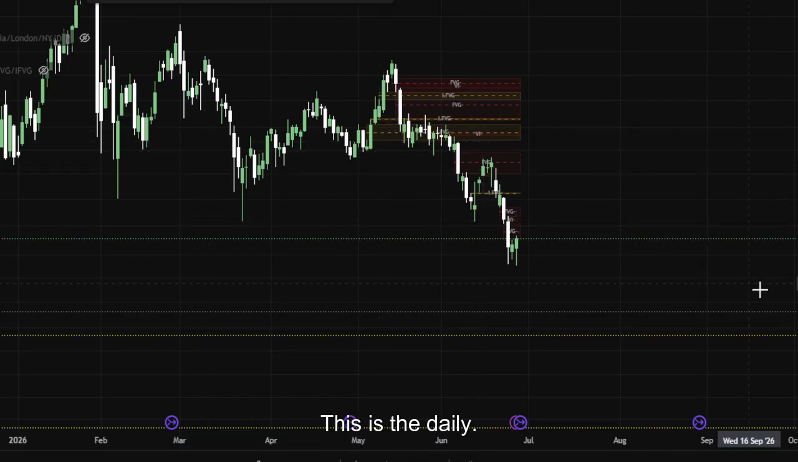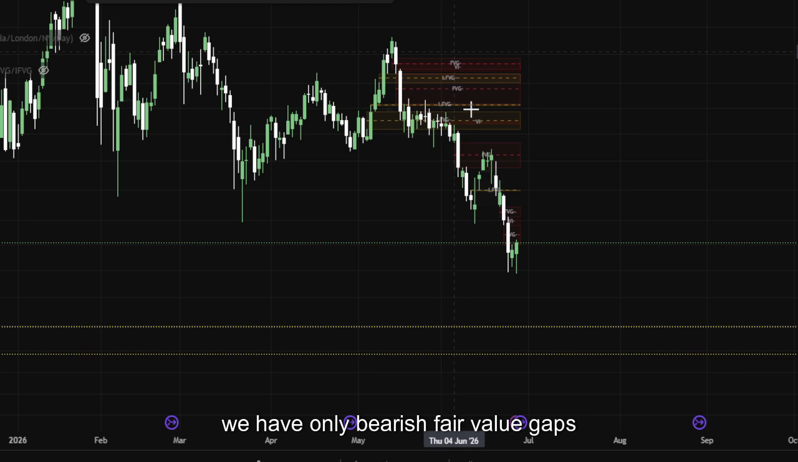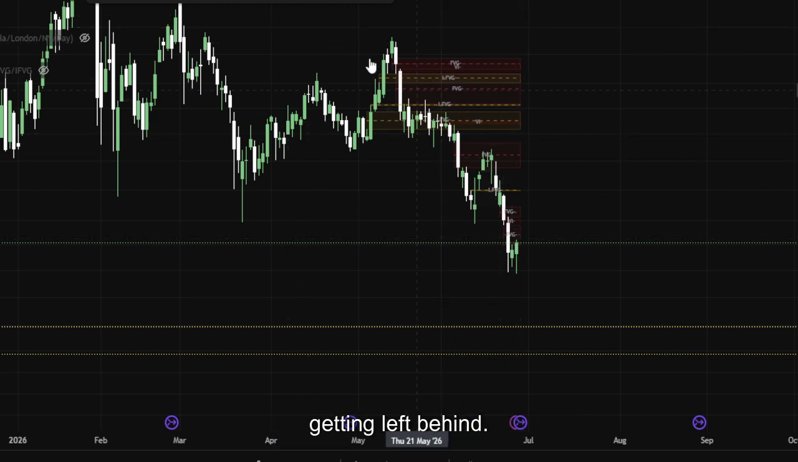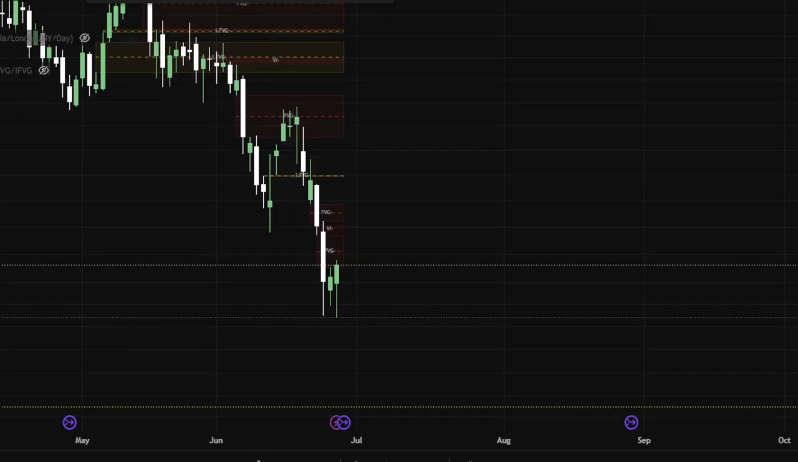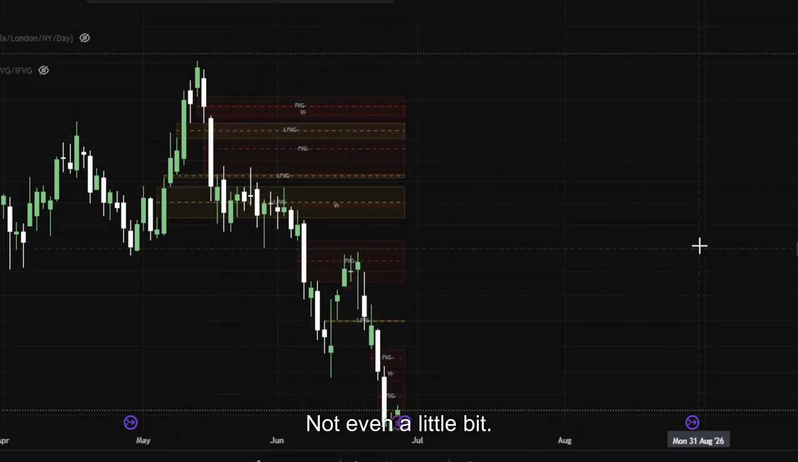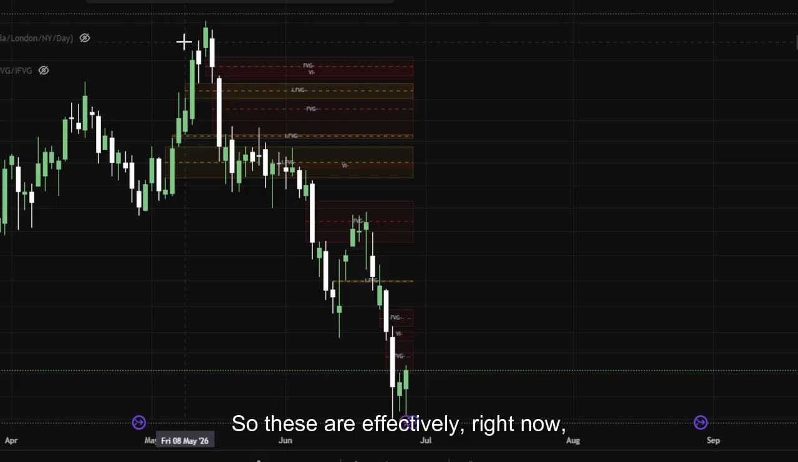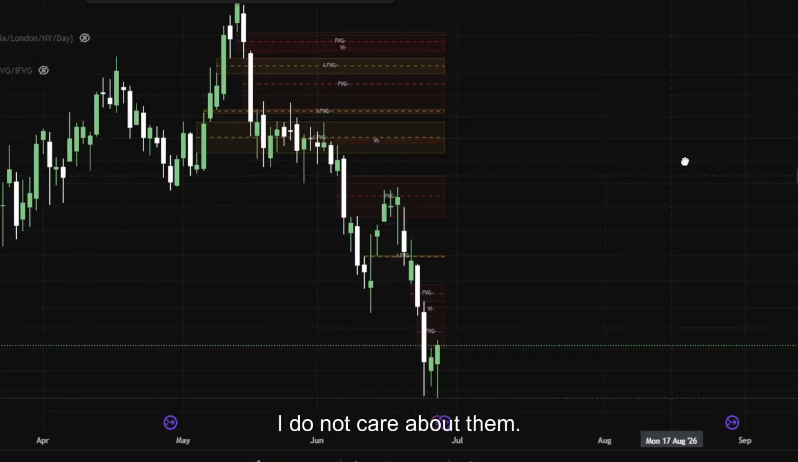So this is the daily. As you can see, we have only bearish fair value gaps getting left behind. So if I was a swing trader, what would I be looking for? Do I want to see price come back up here? Not even a little bit. So these are effectively completely irrelevant to me right now. I do not care about them.